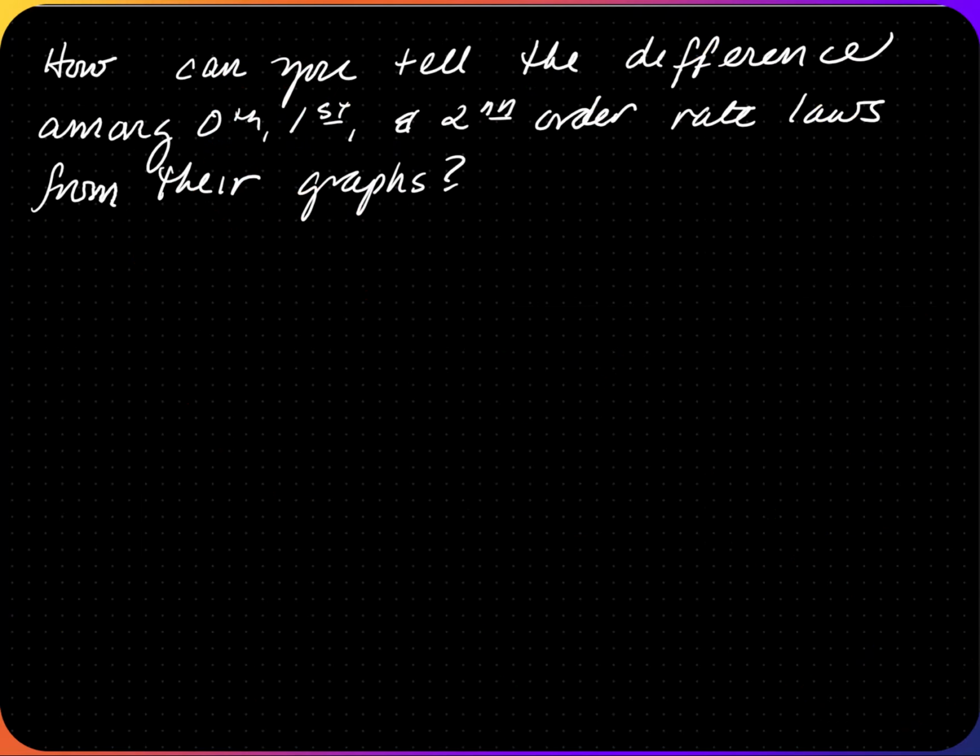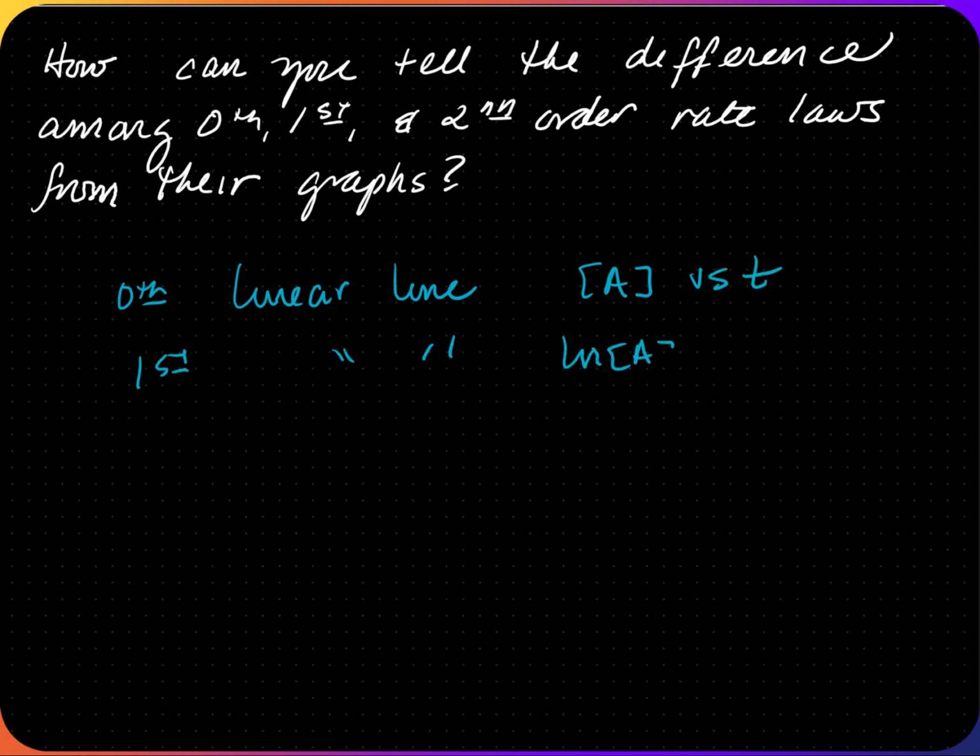So the equation will tell you which one will give you a linear line, identifying its order. How can you tell the difference among zero, first, second order rate laws from their graphs? Zero order, you'll get a linear line when it's concentration of A versus t. First order, a linear line will occur when it's ln concentration of A versus t. If it's second order, a linear line will occur when it's 1 over A versus t.